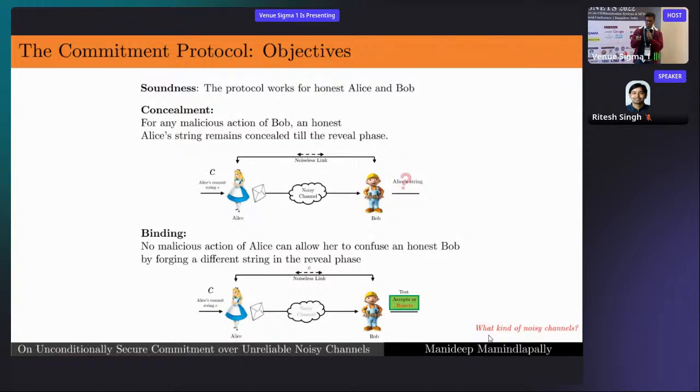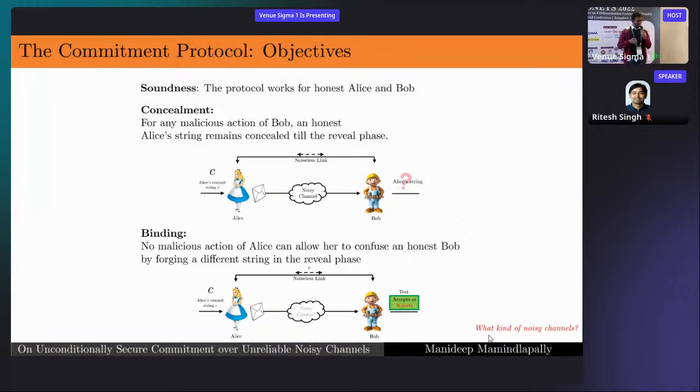Now, concealment says that if Alice was honest, no malicious action of Bob will help him peep into Alice's string before the reveal phase. Now, bindingness analogously talks about the case when Alice is malicious but Bob is honest. A malicious Alice will try to confuse Bob by revealing a string that is different from what she has committed to. Bindingness ensures that that just cannot happen. Note that we don't offer any security guarantee when both Alice and Bob are dishonest or malicious.